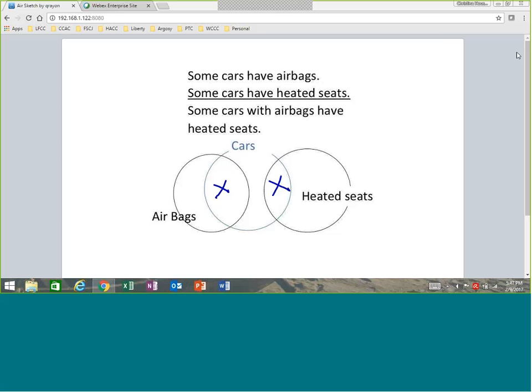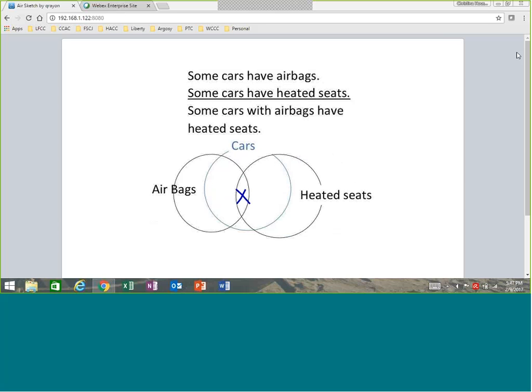Remember, we're ignoring this. When we draw the pictures, I ignore the conclusion. So if I just look at those two sentences, some cars have airbags, some cars have heated seats, I don't know if they intersect or not. So I'm drawing both pictures, because I need to look at all the possible ways I could draw the picture. So I really don't know if they intersect. I'm not told one way or another. Again, I'm ignoring the conclusion because you draw the picture just from the premise statements.